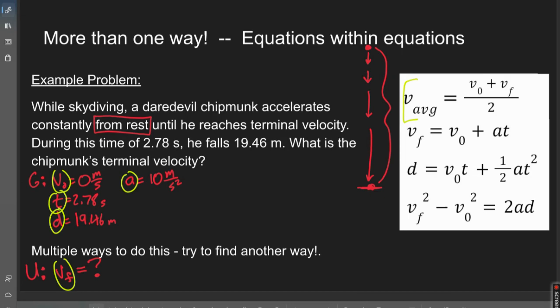But the distance was down because as the chipmunk is falling down, that's a positive distance, is what I called it. Okay, so in this case, for this problem only, down equals positive. Down equals positive. That's why acceleration is just 10 in this case. All right, so unknown. Let's find our equation, though.